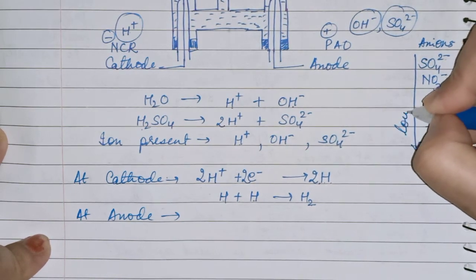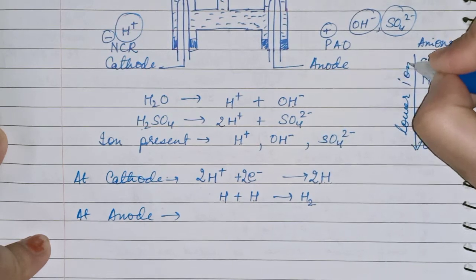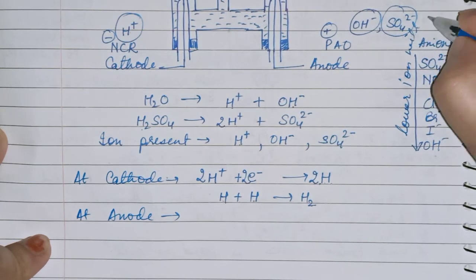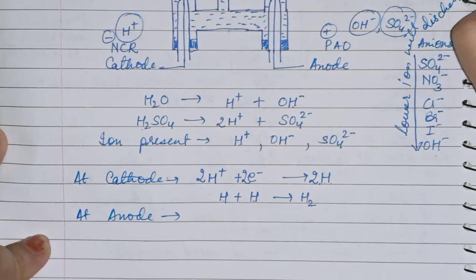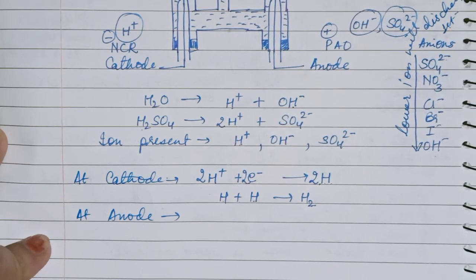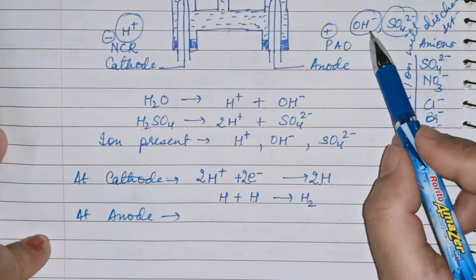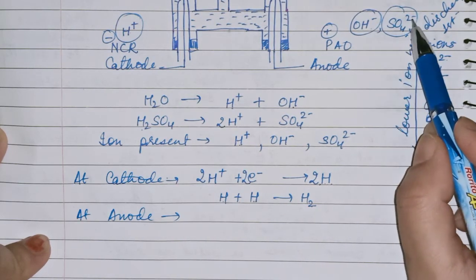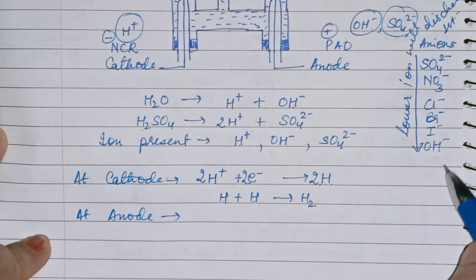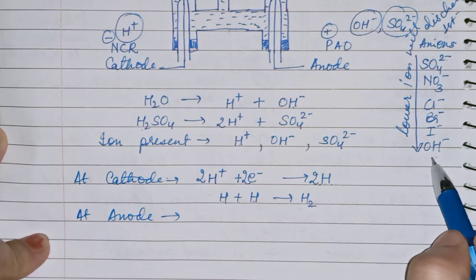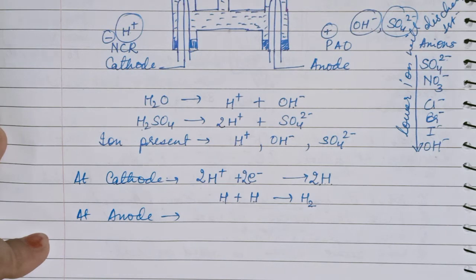The lower ion will get discharged first. Here we have OH minus ion and SO4 2 minus ion. See, SO4 is at the top and OH is at the bottom. So which ion will get discharged first? Yes, OH minus ion. Good.